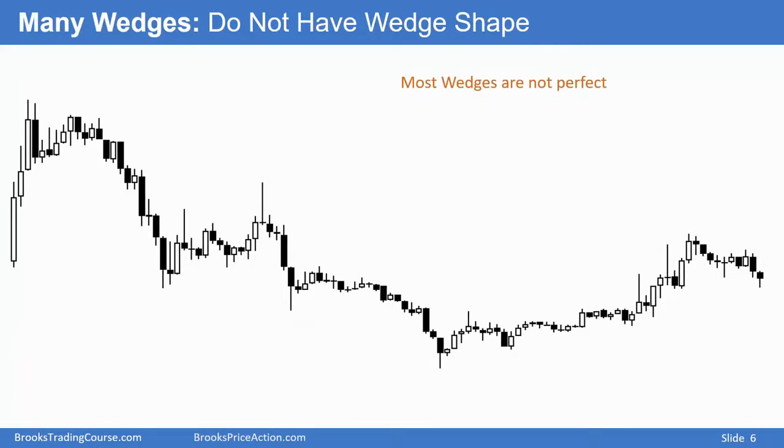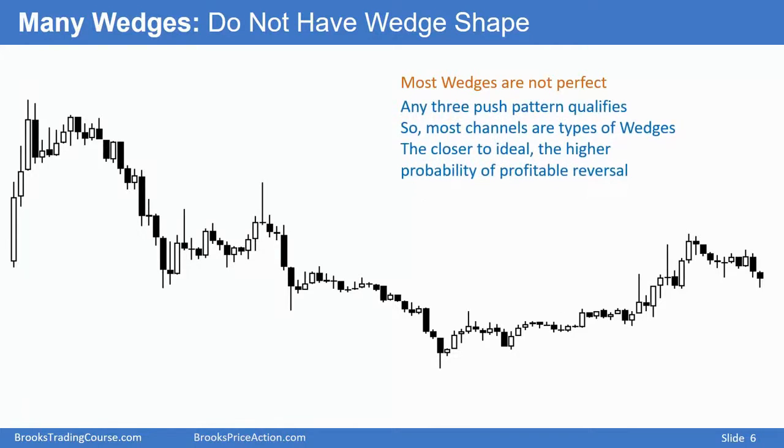Most wedges are not perfect. Any 3-push pattern qualifies, and therefore most channels are wedges. By the time you decide that you have a channel in front of you, you have 3 pushes, and therefore it's a type of wedge. And again, the closer it is to ideal, the higher the probability that you'll get a profitable reversal trade.